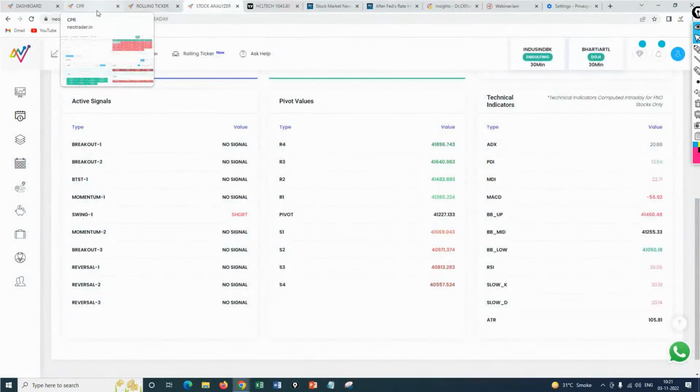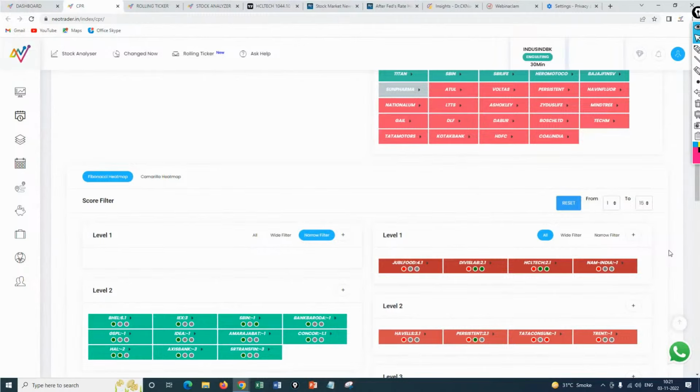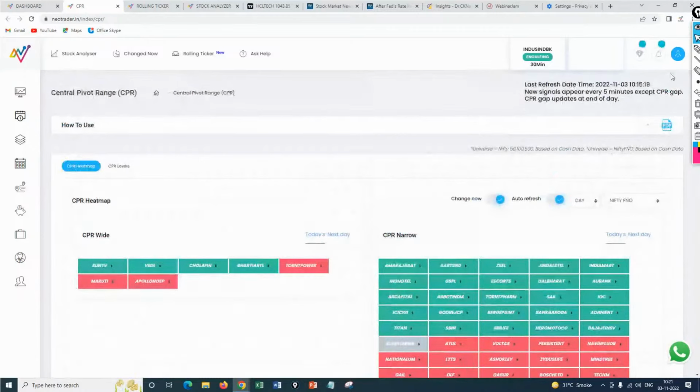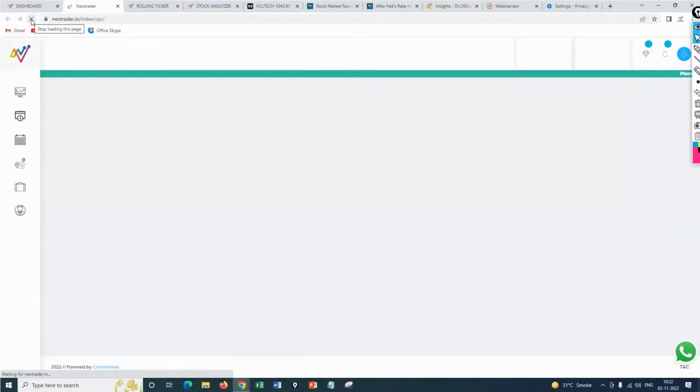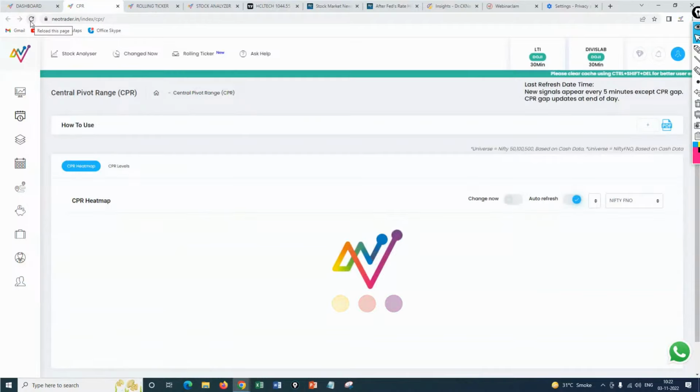So this is the way you will be able to go, and this is the way you will be able to see. If you keep change now on always, you will get the most recent results. Okay, can we go ahead with Titan now? It is crossing H4. The score needs to increase. It does not matter if it's crossing H4 or not, the score needs to increase.